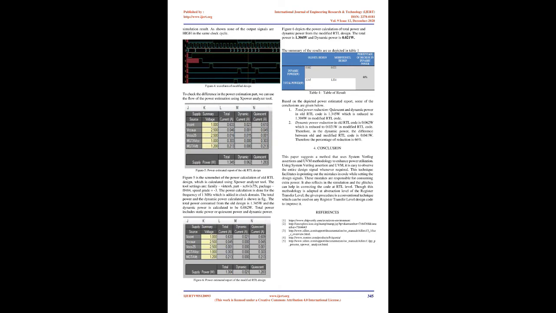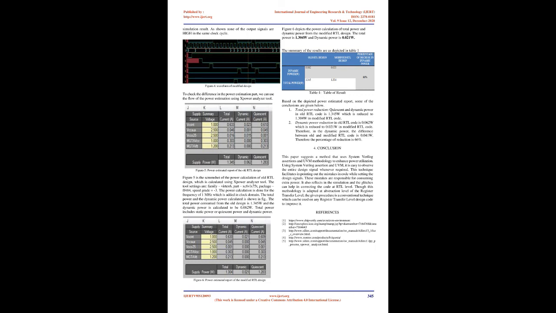Figure 5 is the screenshot of the power calculation of the old RTL design, which is calculated using the Power Analyzer tool. The tool settings are: Family Virtex 6, Part XC6VLX75T, Package FF484, Speed Grade equals -3. The power calculation is done for a frequency of 1 MHz, which is added in the clock domain. The total power and the dynamic power calculated are shown in the figure. The total power consumed by the old design is 1.345 W and the dynamic power is calculated to be 0.062 W. Total power includes static or quiescent power and dynamic power. The summary of the results is depicted in Table 1.